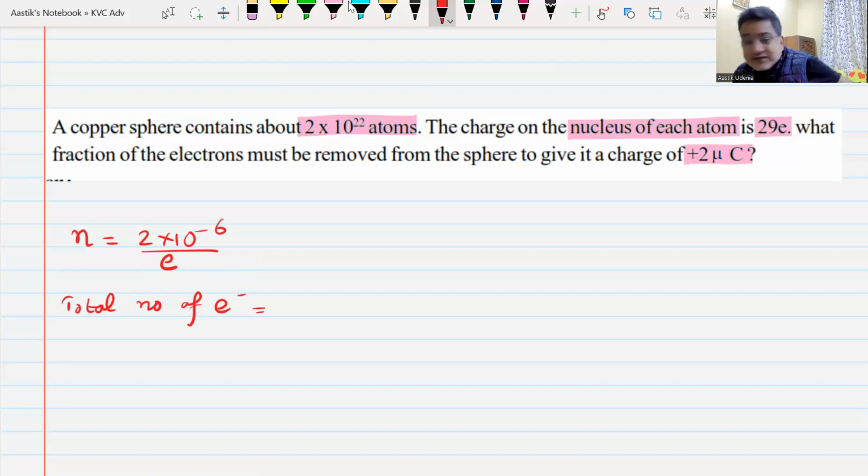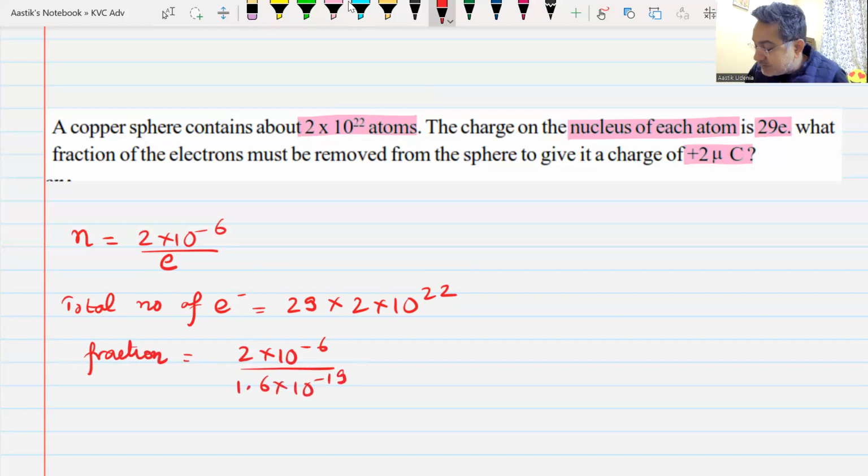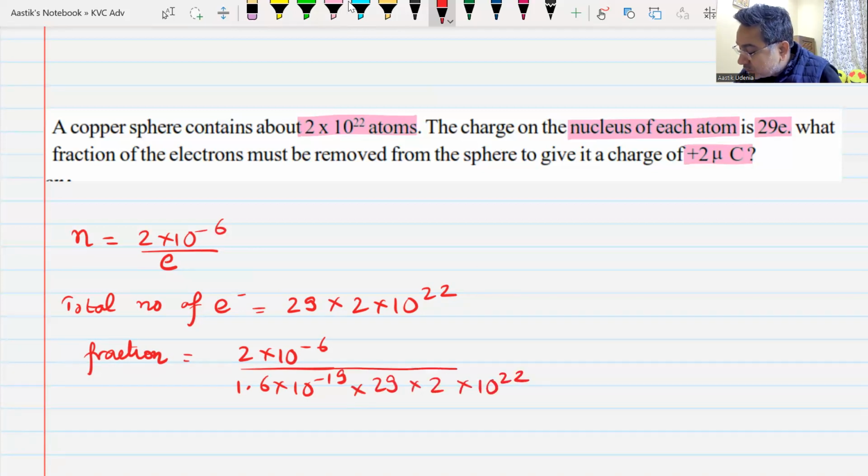And the total number of electrons is 5.8 into 29 into 2 into 10 raised to the power of 22. Yes or no? Yes, sir. That's it. You just divide the 2 and you get your answer. So the fraction would be 2 into 10 raised to the power minus 6 divided by 1.6 into 10 raised to the power of minus 19, multiplied by 29 into 2 into 10 raised to the power of 22. That is the fraction we are looking at.